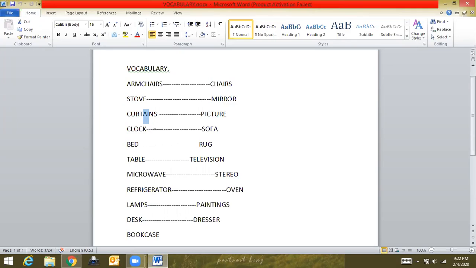Do you have curtains in your house? Yes. What part of your house do you have curtains? Living room, bedroom. Yes, living room, bedroom. Okay, the next one is picture. Pictures. Yes.